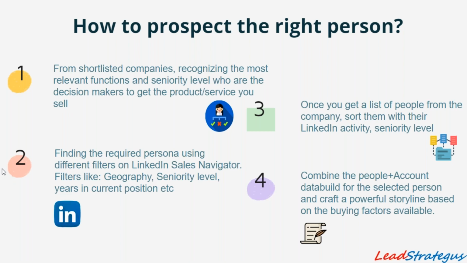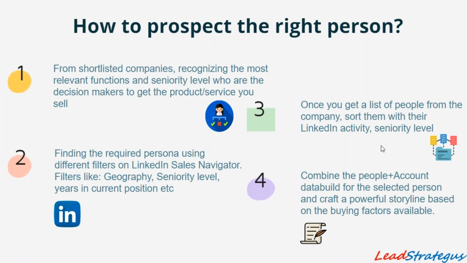We try to find not just the senior-most person, but the function, the person who has the pain point. We try to find their geography by pin code, seniority, and years in current position. If someone is a CIO of a company for 10 years, that means they are highly influential, versus a CIO or a program manager who's been in that company for 3-4 months.